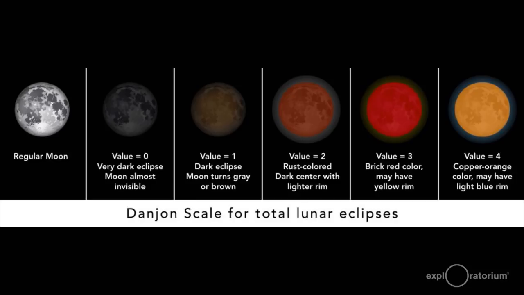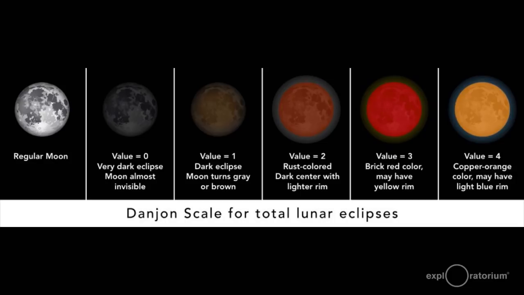This is the Danjon scale. It's a 5-point scale. It goes from 0, which is essentially a completely dark moon, no red. And that's actually possible. That happened, I believe, 30 years ago. There was a volcanic eruption in the early 90s, Mount Pinatubo, and it cast so many particulates in the atmosphere that not even the red wavelengths of light could get through the atmosphere.